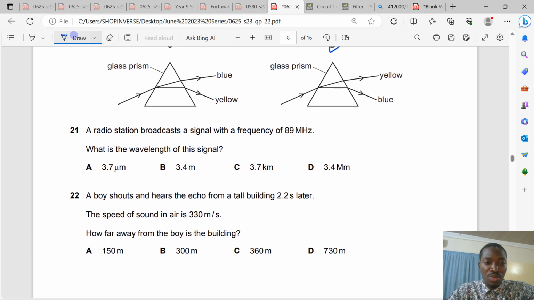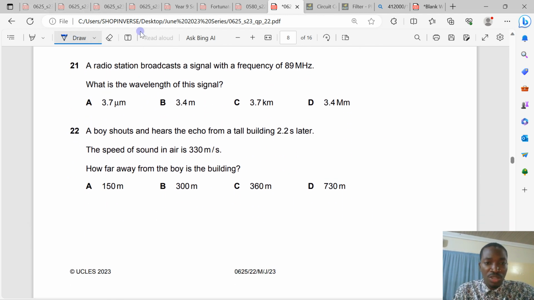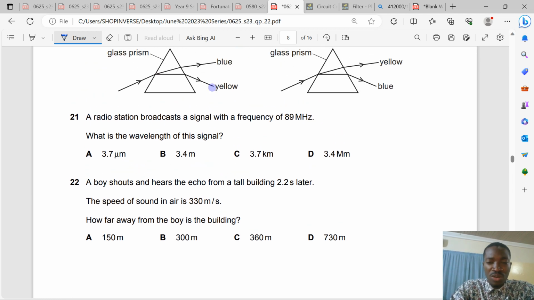Let's go straight to question number 21. A radio station broadcasts a signal with a frequency of 87 megahertz. What is the wavelength of this signal? From the wave equation, speed is equal to frequency multiplied by wavelength. If you want to get wavelength, divide both sides by the frequency of the wave. Frequency cancels out, we have wavelength is equal to speed of light divided by the frequency.